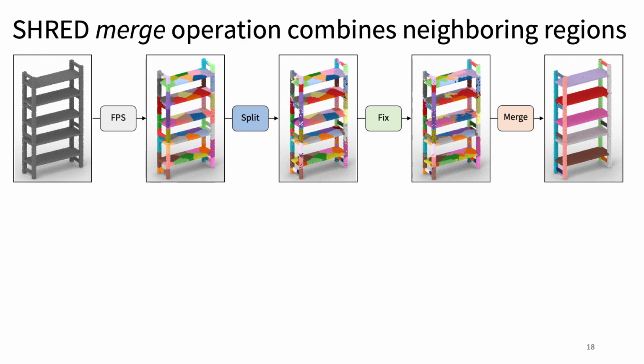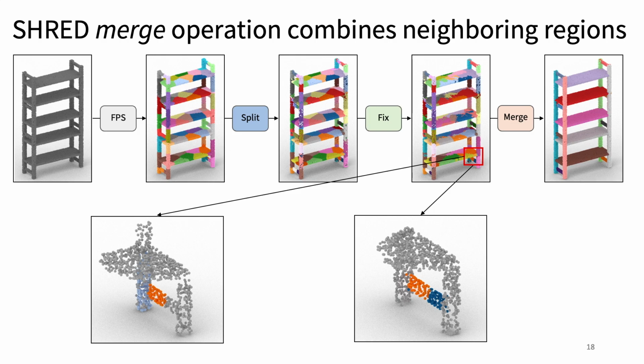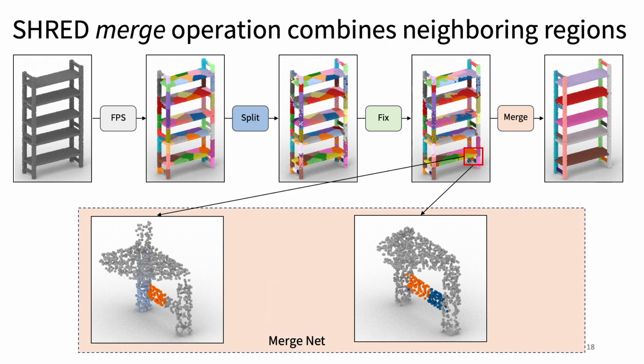The merge operation decides when neighboring regions should be combined. It consumes the output of the fix module, so typically the input decomposition contains little undersegmentation but uses many more regions than necessary. The merge operation uses a merge network modeled with a PointNet++. The merge network operates on points sourced from 2 neighboring regions, represented with different colors, along with points from a local neighborhood that don't belong to either region, represented with gray. This network makes a single binary prediction of whether or not the 2 regions should be merged together.